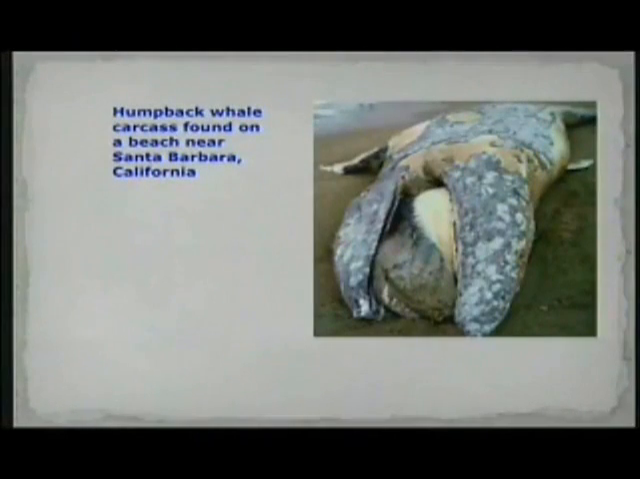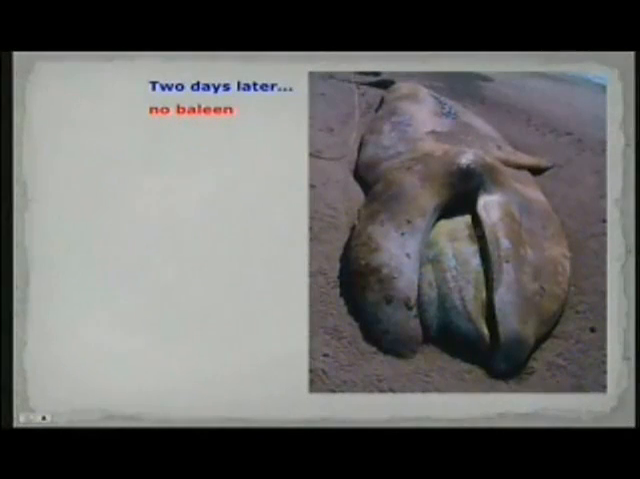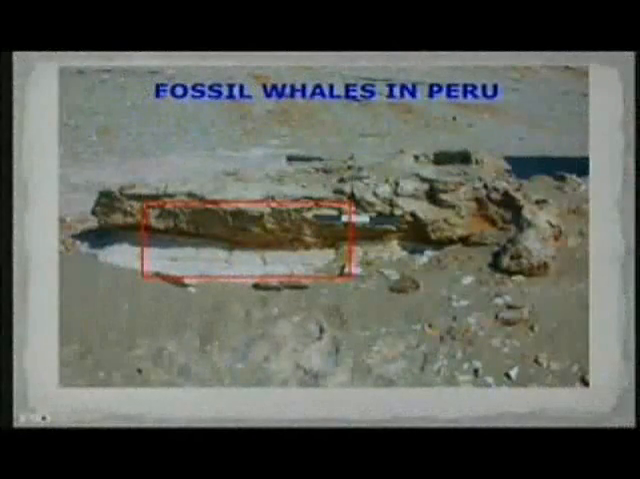Observations from modern times. This is a gray whale found a few years ago on a beach near Santa Barbara in California. And you see baleen there. Two days later, no baleen. And the whale also was flipped over. No baleen, only the tongue. No baleen, and the skin is gone as well, only a few pieces of skin.